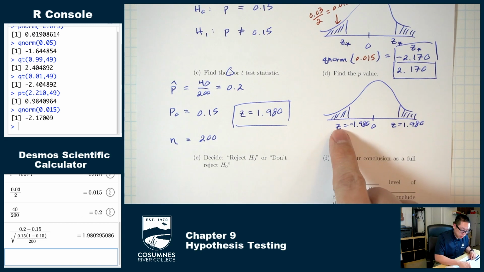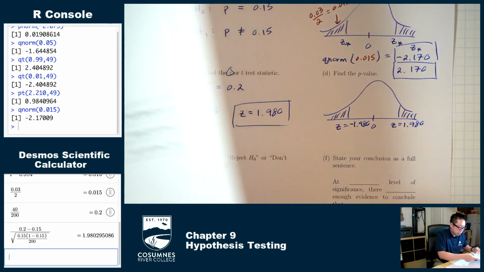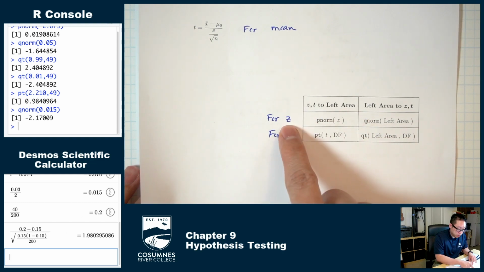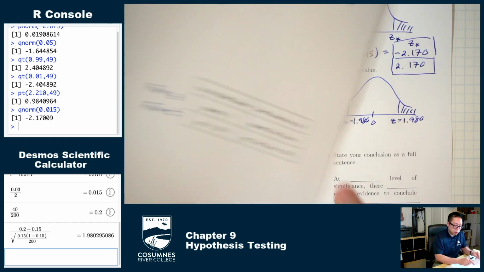This is a z to area problem. So z to area. Z to area for the z situation is going to be a p-norm. So we're going to p-norm.